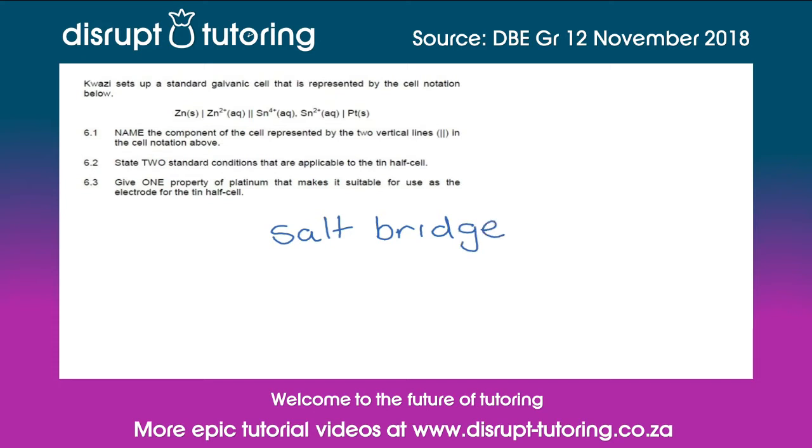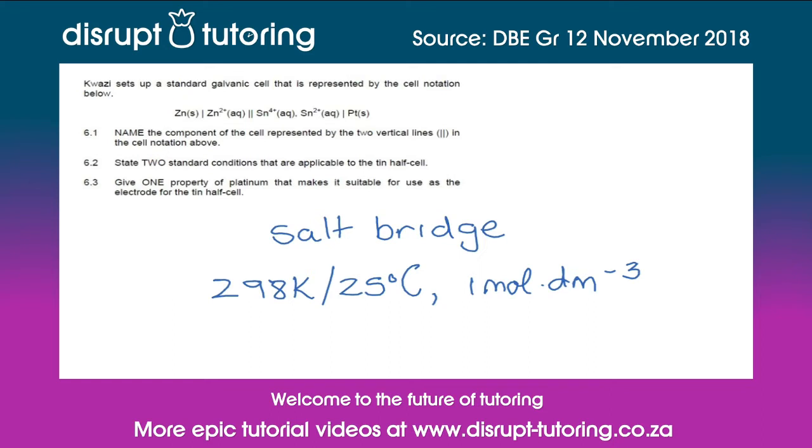Okay, then the next question asks us to state two standard conditions applicable to the tin half cell. And the standard conditions refer to the conditions under which the standard electrode potentials are measured. So these conditions are a temperature of 298 Kelvin, or 25 degrees Celsius, and a concentration of 1 mole per dm cubed for the solution.